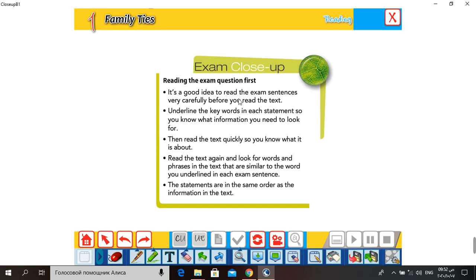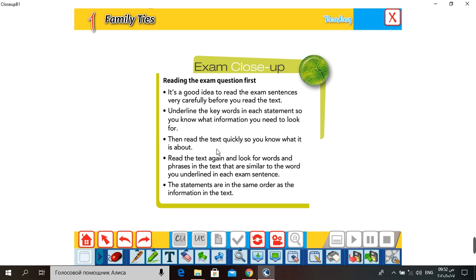It's a good idea to read the exam sentences very carefully before you read the text. Underline the keywords in each statement so you know what information you need to look for. Inside each question you have keywords that you need to underline and look for, or for words that have a similar meaning in the passage itself.